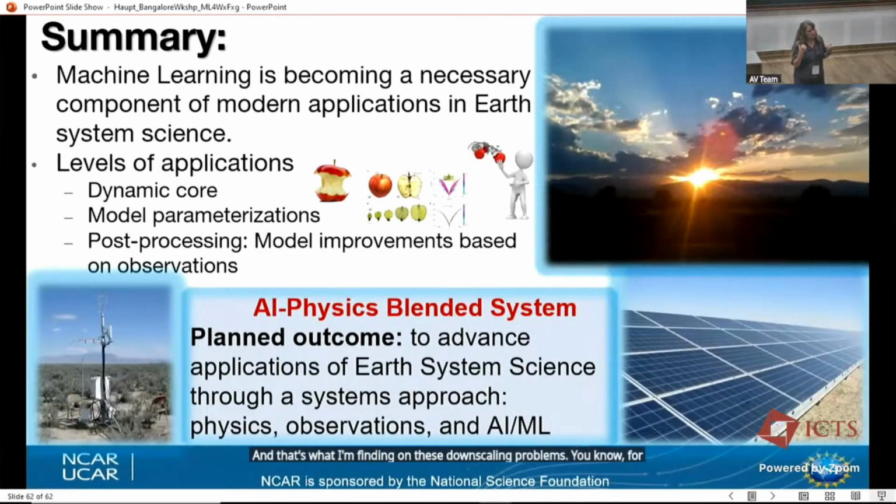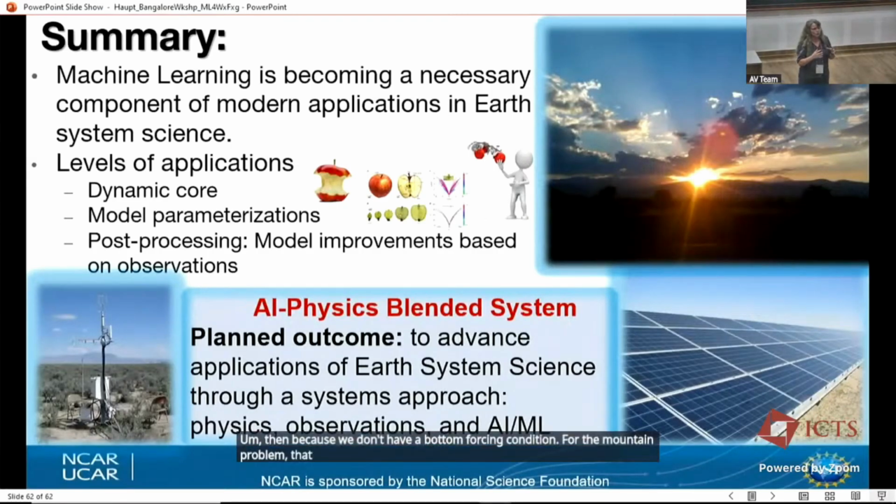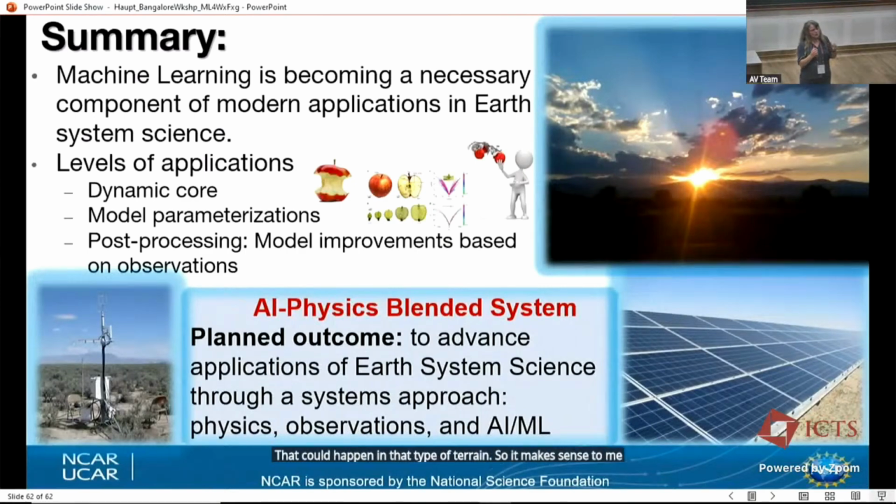For instance, the hurricane problem was more difficult because we don't have a bottom forcing condition. For the mountain problem, that terrain forcing sets up boundary conditions, and you can imagine a physics model being able to learn modes that could happen in that type of terrain. So it makes sense to me physically why it works when there's terrain. For the hurricane, it would be great if we knew very fine scale SSTs. We don't. But if you did, maybe it could be better. But we don't have that information.